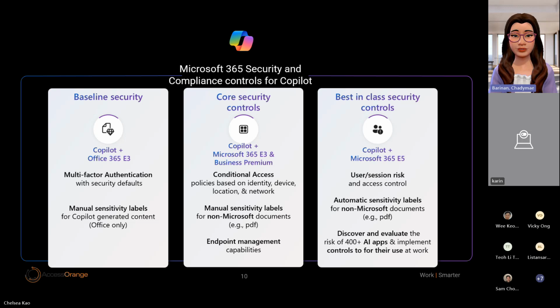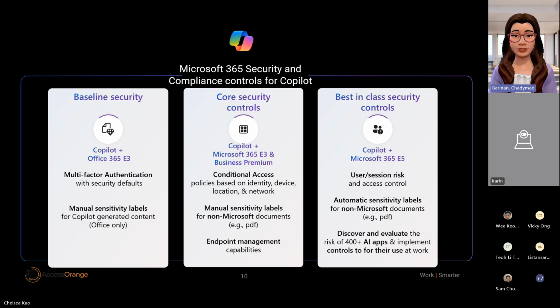So this is kind of like a background of Microsoft 365 compliance and controls. If you have Microsoft or Office 365 licenses, then these are the set of baseline security that you can do. You can do multi-factor authentication. If you have E3 or Business Premium, then you can do additional security controls like conditional access or manual sensitivity labels for non-Microsoft or even Microsoft documents as well.